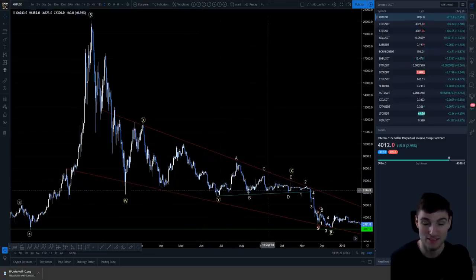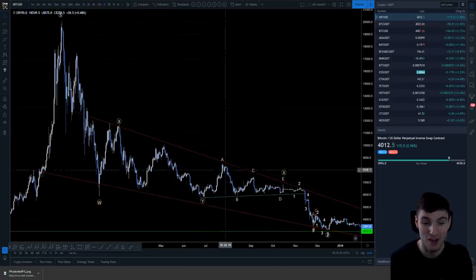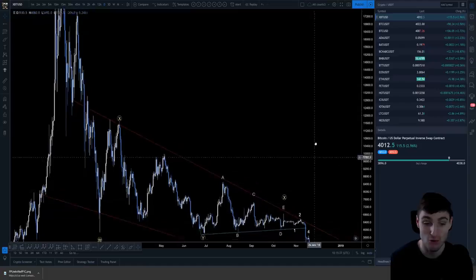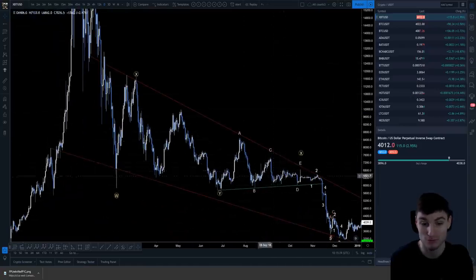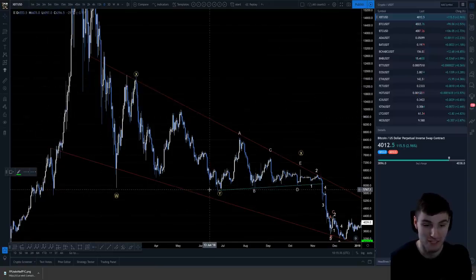We are going to be forming this extended sort of correction, and we are in the descending triangle. At this point, you would be surprised how many bulls there were still in the space, with people calling for new highs to be coming. Obviously, that is not how I was trading it. I was trading it very bearishly.